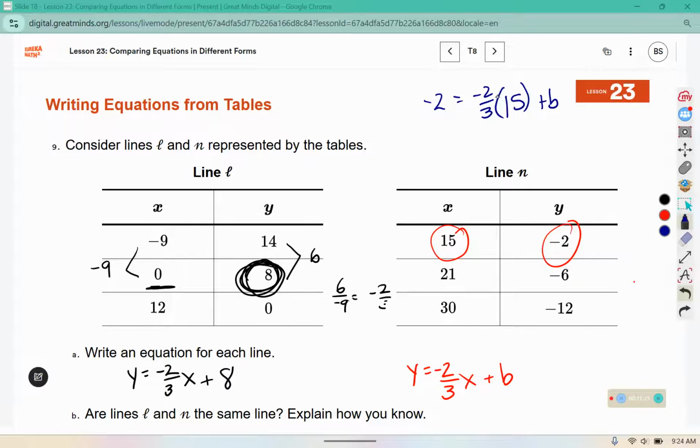Two times 15 is 30. 30 divided by 3 is 10, so this is negative 10. Add 10 to both sides. And I end up with b equals 8. Are lines L and N the same line? Explain how you know. Well, yes, they have the same slope and the same y-intercept.